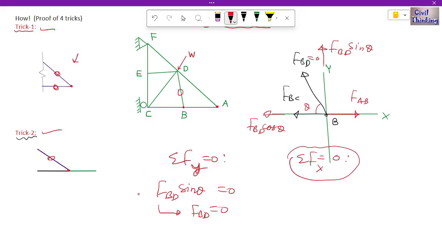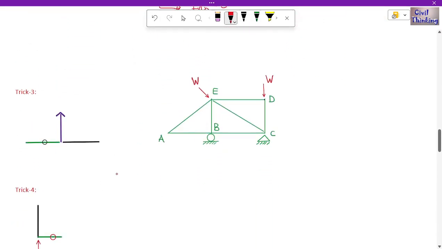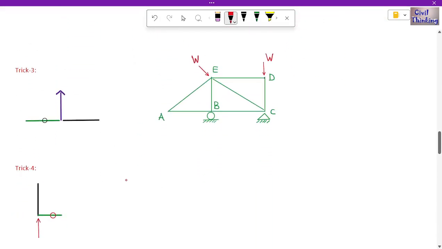Now let's move on to trick 3 and 4. Now what was trick 3? Trick 3 was, if we have two members and we have one force here, or some support reaction or an external load, whatever, and we already know this is a zero force member, and these are collinear, then this is also a zero force member.